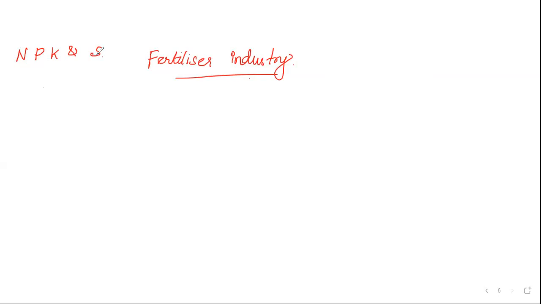Thinking of these nutrients, nitrogen is majorly produced within the country. I just now mentioned that India is the second largest producer of nitrogenous fertilizers in the world. But when we are talking about P and K, potassium and phosphate, India is not self-sufficient. We are dependent on imported potassium, mostly imported phosphate.